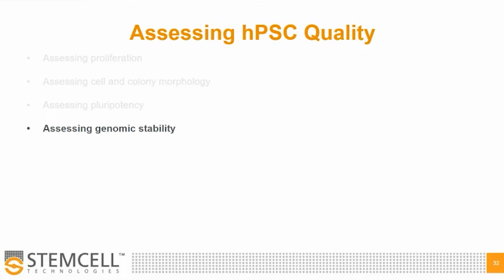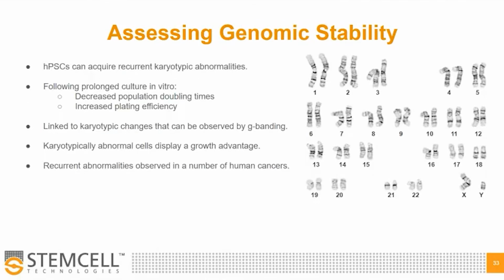Assessing genomic stability. In culture, hPSCs can acquire recurrent karyotypic abnormalities. This is due to the artificial environment of the culture dish, which subconsciously biases towards a specific phenotype. Following prolonged culture in vitro, we unwittingly select for the cells that have a decreased population doubling time, i.e., the ones that grow faster, and the ones that attach easier and have increased plating efficiency. These phenotypic aspects can be linked to karyotypic changes observed by G banding. Also, some karyotypically abnormal cells display a growth advantage.